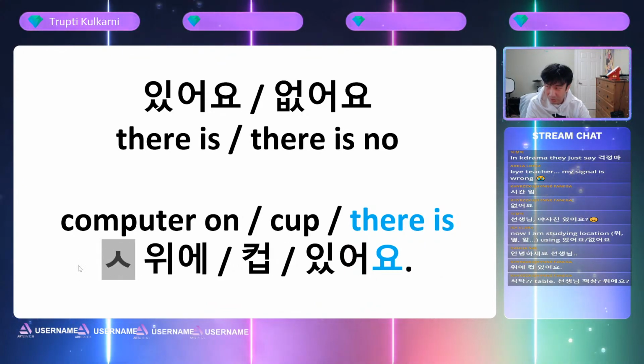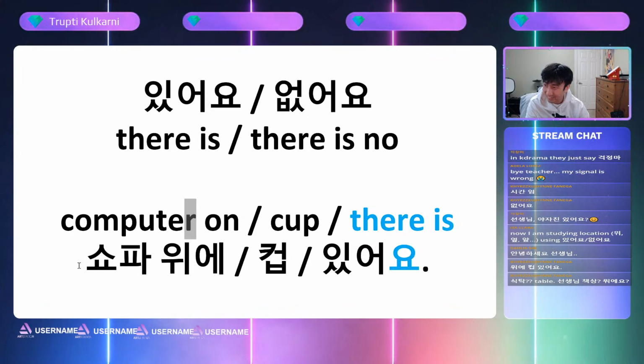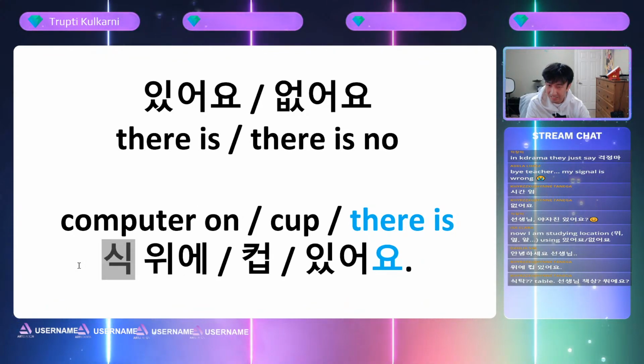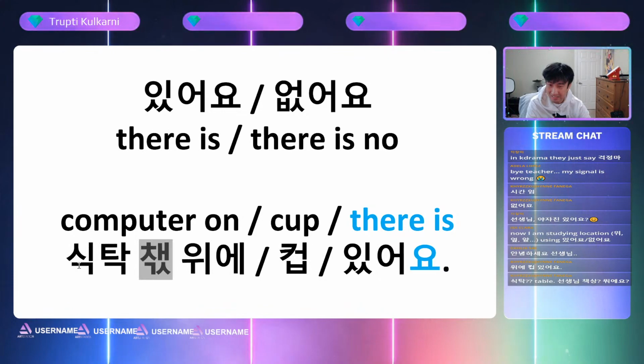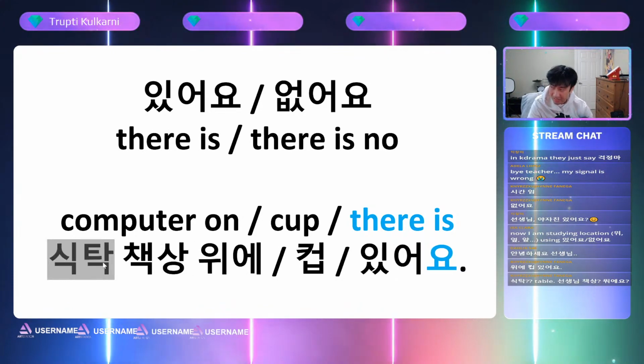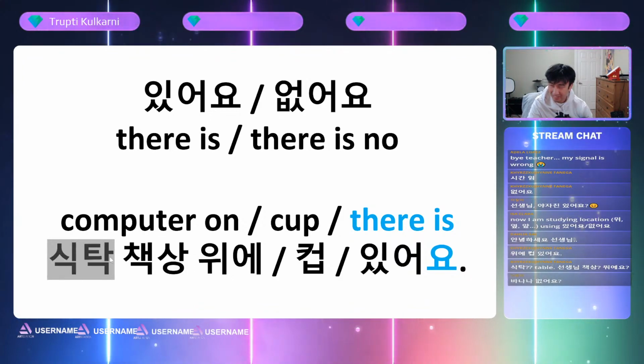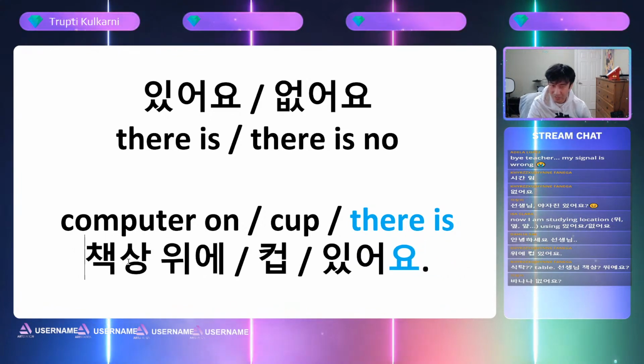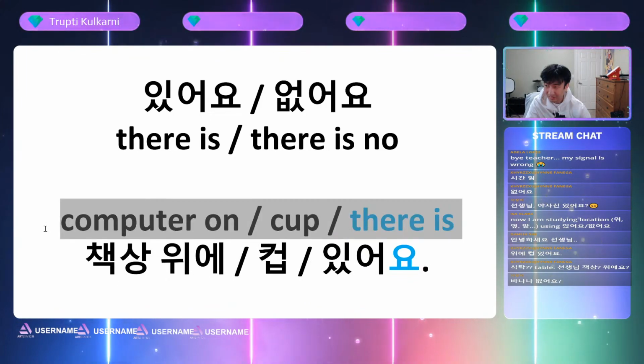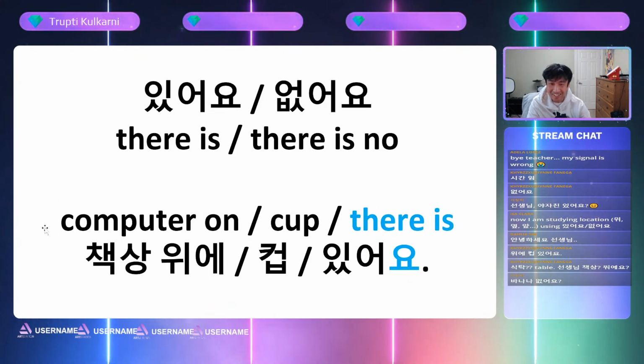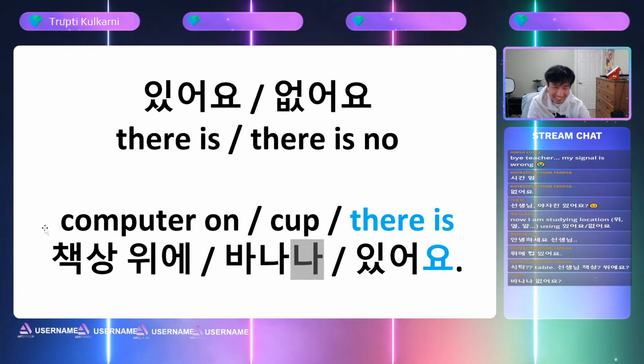Or like a 쇼파. Oh, what is the difference between 식탁 and 책상? 식탁 is a table for eating. 책상 is for studying, so I guess this is like a desk. Desk and dining table. So yeah, we can go with that. 책상 위에 컵 있어요. 바나나 없어요? Yeah, 바나나 없어요.